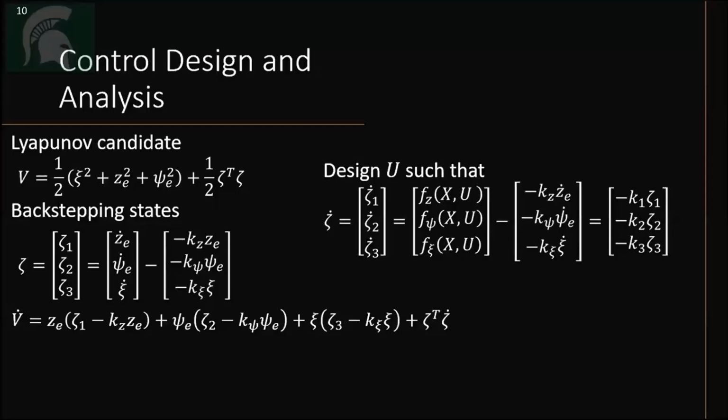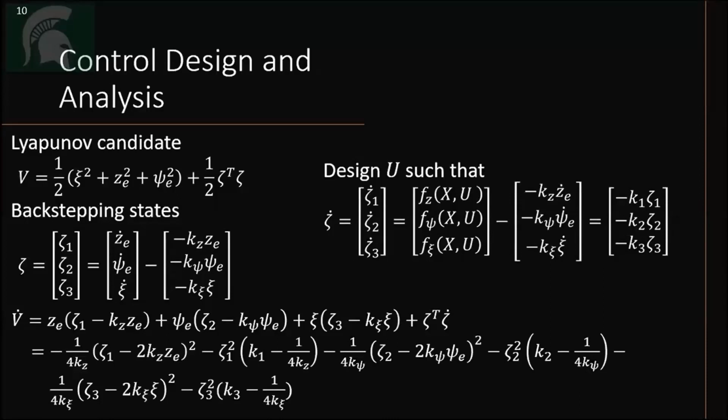And once these values of minus ki zeta i are met, we get the following negative definite Lyapunov function with a little bit of algebra. And this guarantees that the backstepping controller drives our errors to zero.